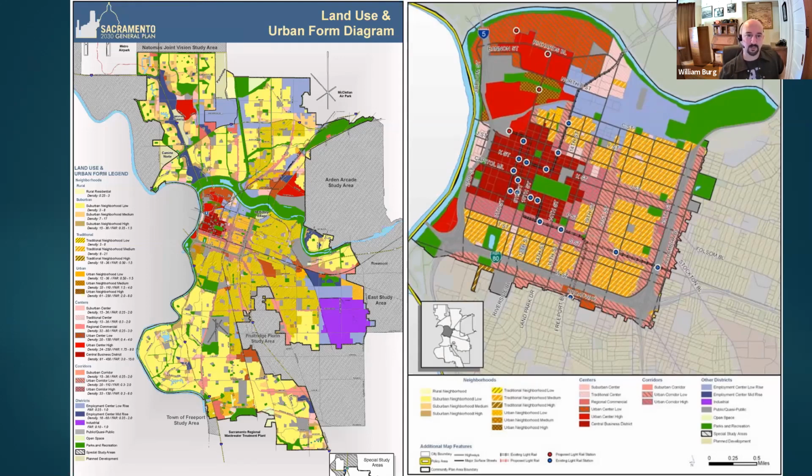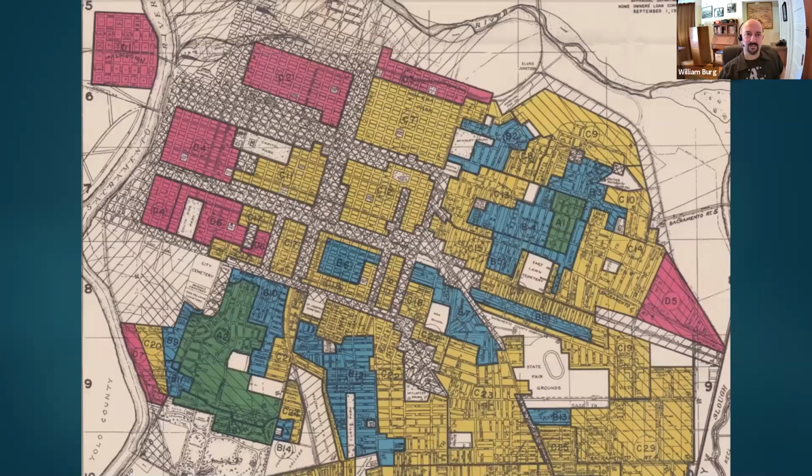And you'll notice that the colors get more intense as you head downtown. The central city has this orange color, which is generally called urban neighborhood medium or traditional neighborhood medium, which is the kind of density we're going to be talking about more later today, the missing middle. But one thing about this map is that it kind of looks a little familiar, doesn't it? Look where the brightest colors are, and then look at that redlining map again. The highest intensity uses are in the areas that were previously redlined, and the lower intensity uses are in the places that were previously segregated.